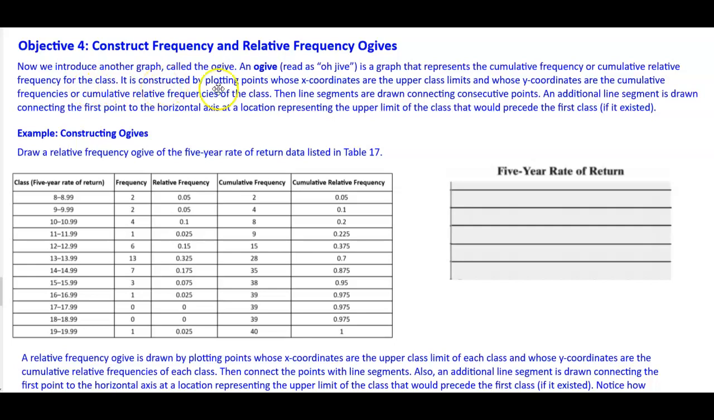It is constructed by plotting points whose x-coordinates are the upper class limits and whose y-coordinates are the cumulative frequencies or cumulative relative frequencies of the class. Then line segments are drawn connecting the consecutive points. An additional line segment is drawn connecting the first point to the horizontal axis at a location representing the upper limit of the class that would precede the first class if it existed.